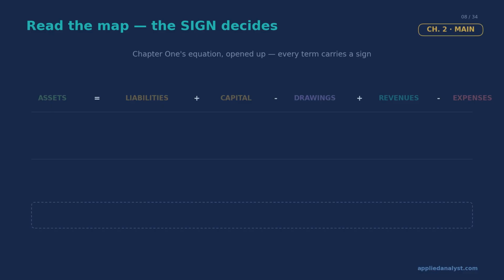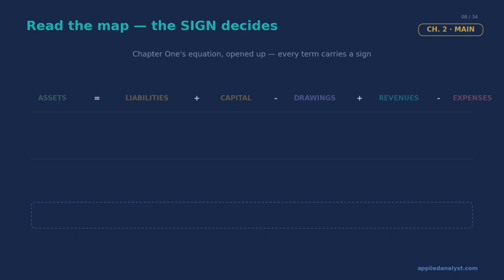Here's the map, and you read it like directions, not vocabulary. Assets equal liabilities plus capital minus drawings plus revenues minus expenses. Chapter 1's own equation just opened up. Every term here carries a sign, plus or minus, and that sign alone decides its debit and credit rule. Watch where each term lands.